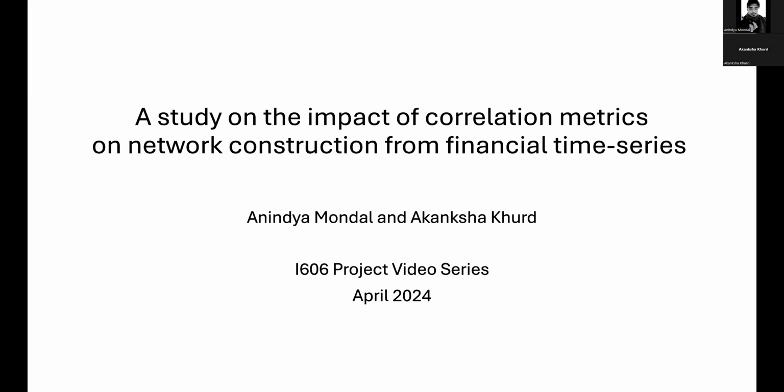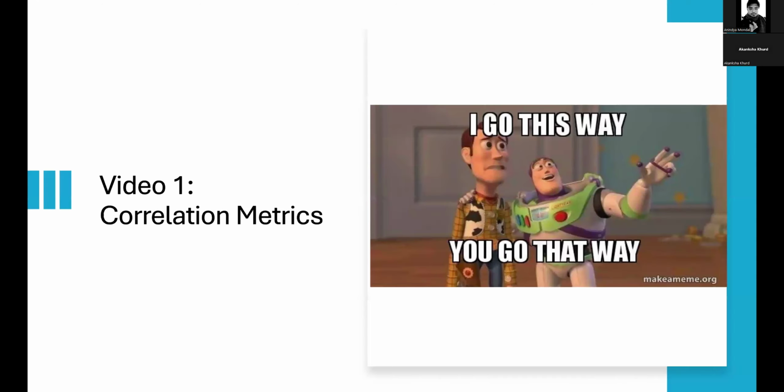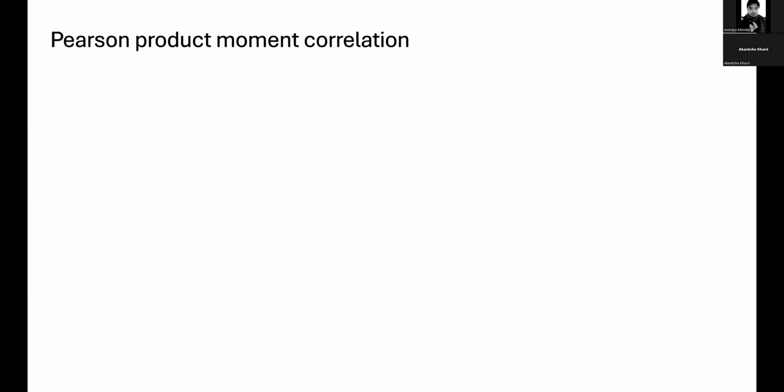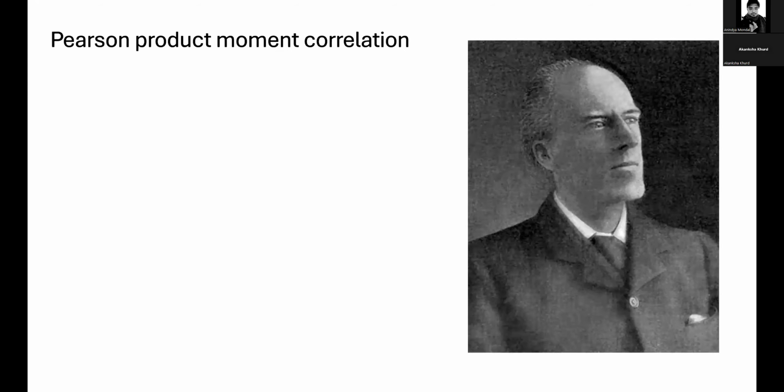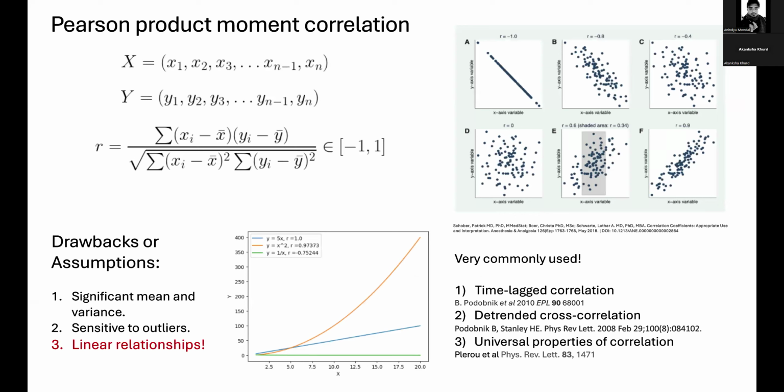In this video, we are going to cover an overview of the three most popular correlation metrics used in the analysis of financial systems. When we say correlation, the first one has to be the Pearson product moment correlation, also commonly known as Pearson correlation, after the mathematician and statistician Carl Pearson. The metric is so famous that when someone says correlation, Pearson correlation is the first one that comes to the minds of most people. Now let's get a little technical.